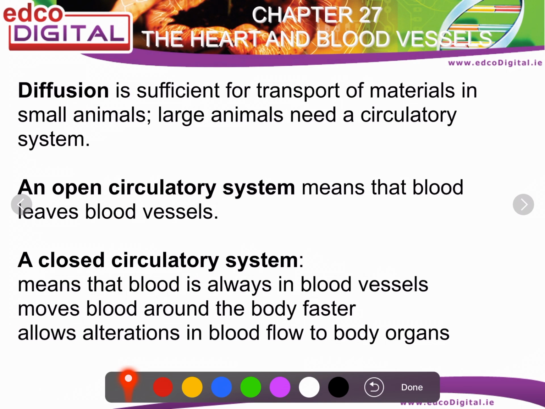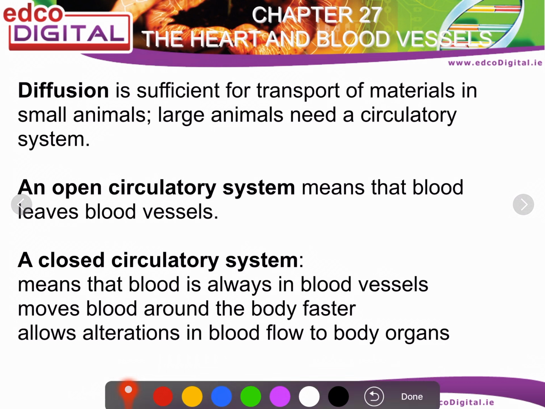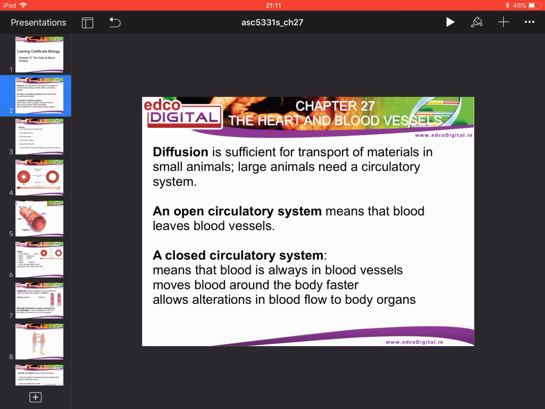Diffusion is a movement method, and diffusion is the way that small animals kind of transport their blood around the body. Okay, so that's the first thing.